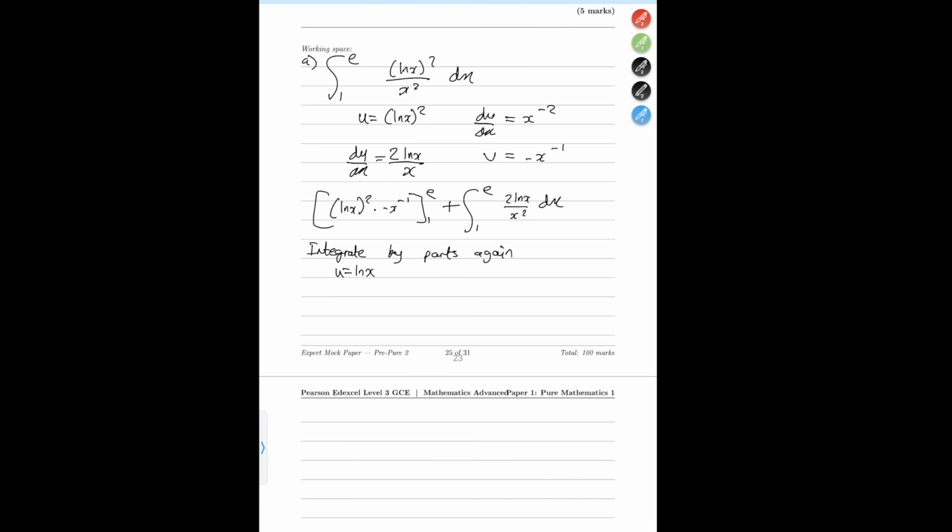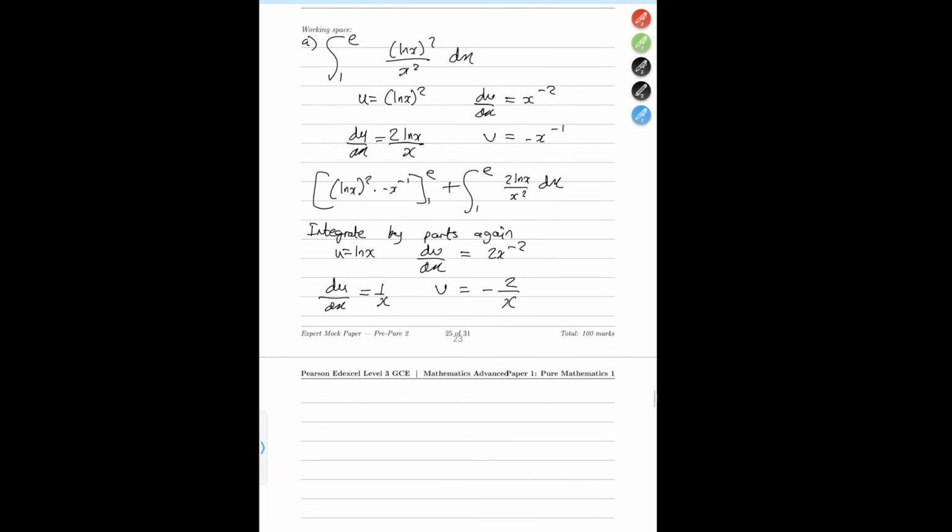Then we'll take dv/dx to be 2x to the minus 2. You can easily take the 2 out, that's not a problem, I've just kept it in. Take the derivative of this: du/dx is 1 over x. v is going to become minus 2 over x.